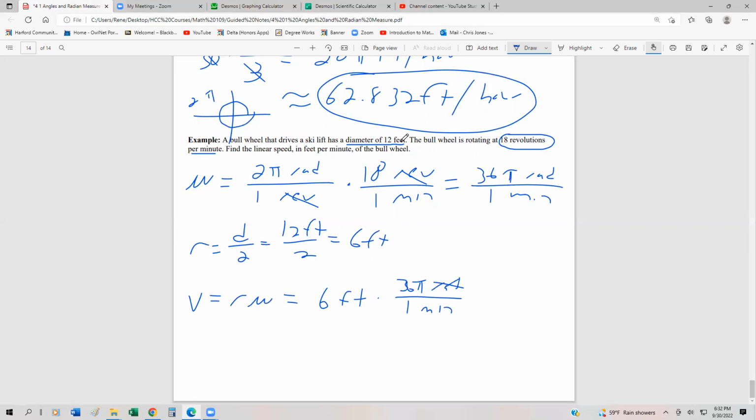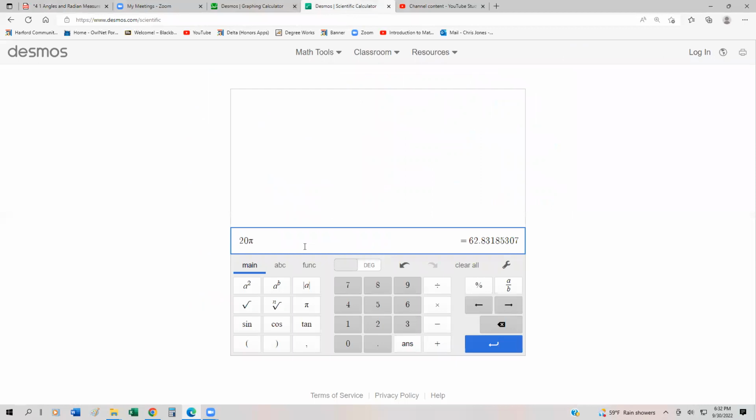Okay, now we don't need the radians because that's implicit. Okay, but that will give us our answer in feet per minute. If we multiply 6 times 36, that should give us 216. We have the pi, and then we have feet per minute. All right, now I'm going to go into the calculator just to make sure that I know what 6 times 36 is. 6 times 36 is indeed 216.